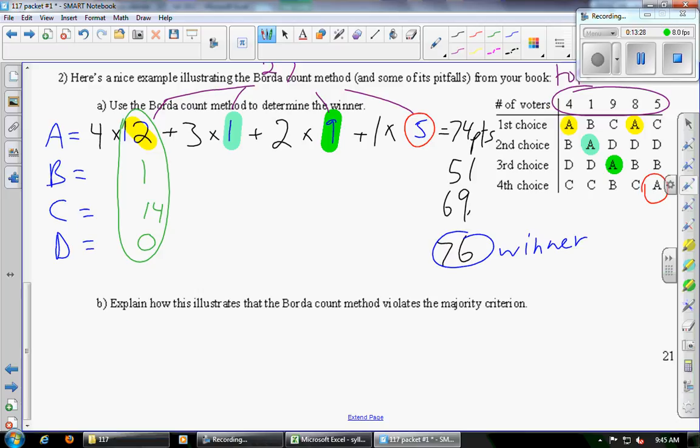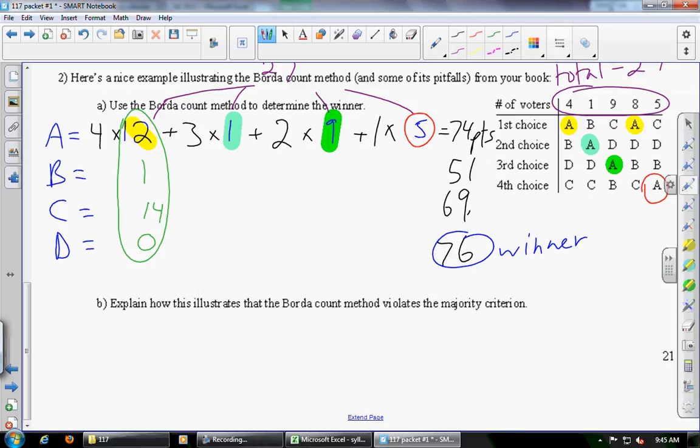There were a total of 27 votes. A majority means more than half, more than 13.5. Did somebody have more than that? C did. C barely had the majority, but they did. So according to the majority criterion, if somebody has a majority of the first place votes, they should win. Did C win? No. D was our winner with 76 points. C wasn't even in second. So this is a violation.